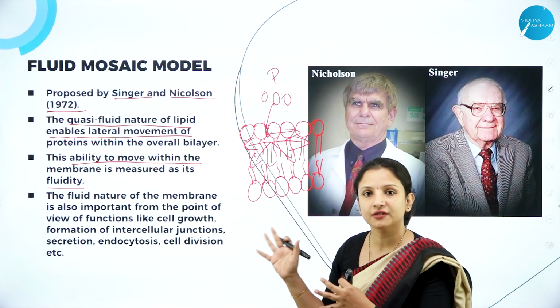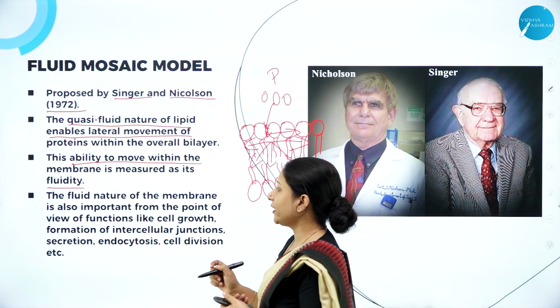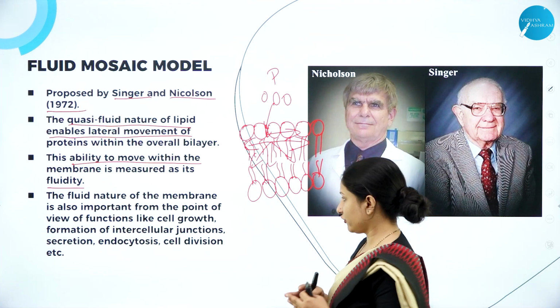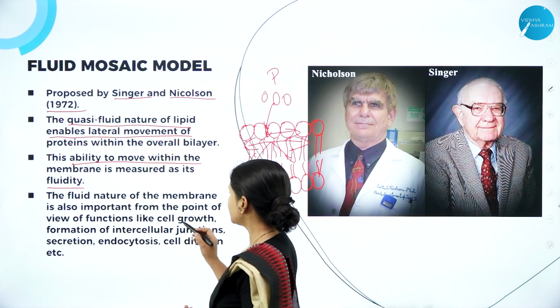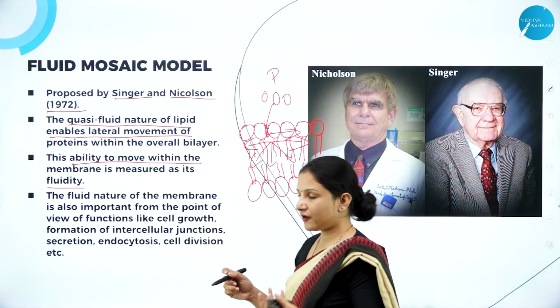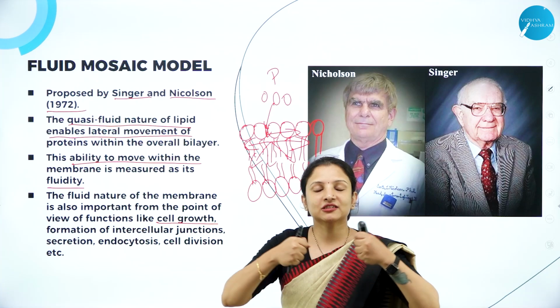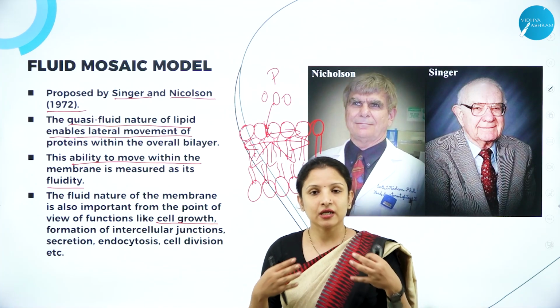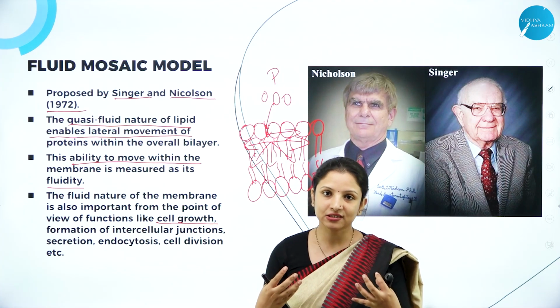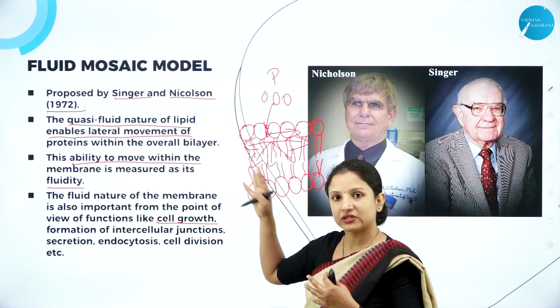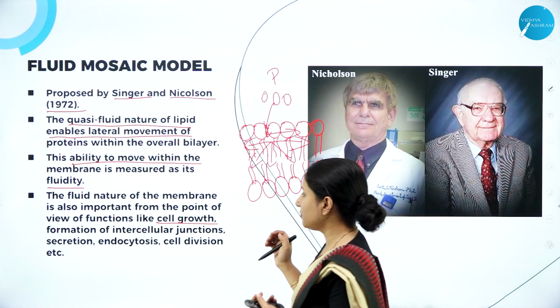So that is what quasi-fluid nature means. And the fluid nature of the membrane is very important, not just for the movement of proteins, but also for some functions like cell growth, because more fluidity means the expansion of the cell is easy. If it is very rigid, can the cells expand properly? Not possible. So for cell growth, the fluidity of the plasma membrane is very important.